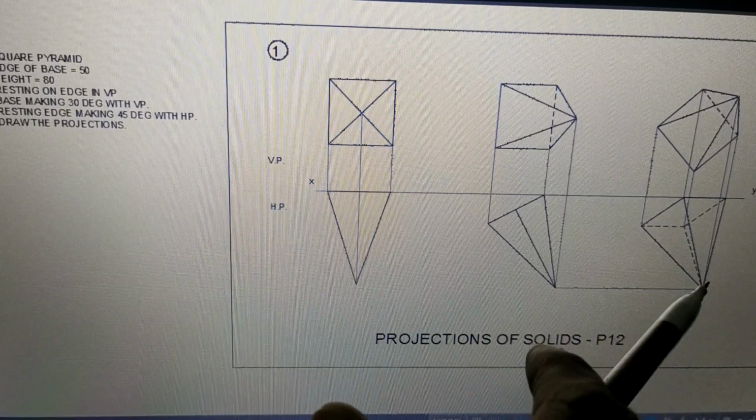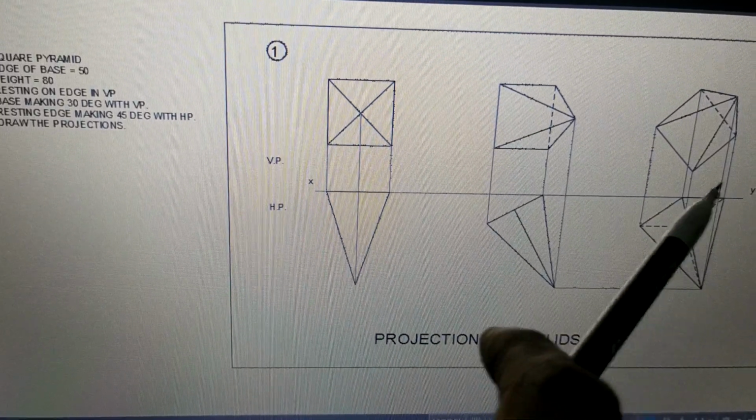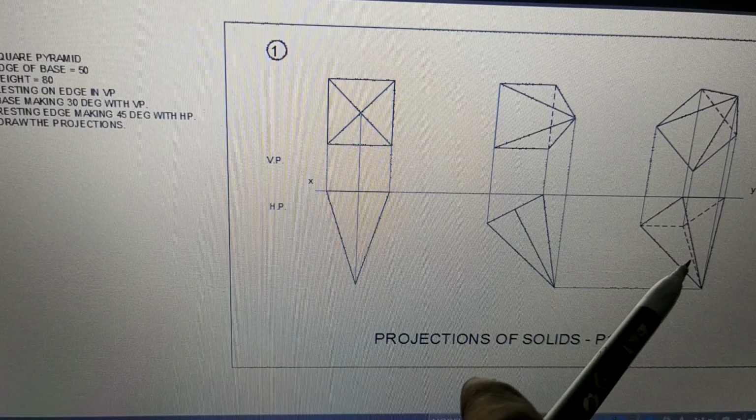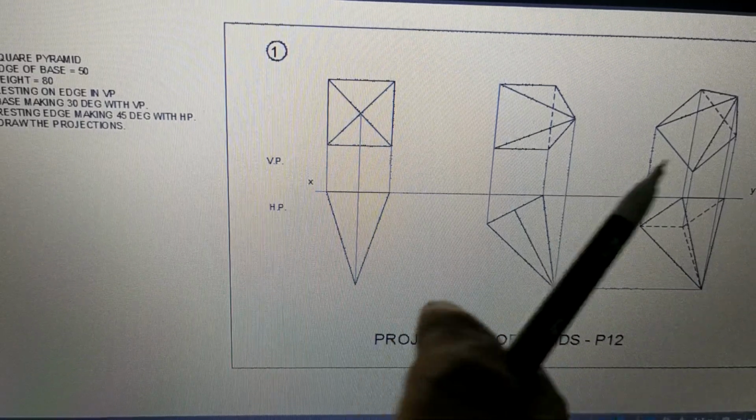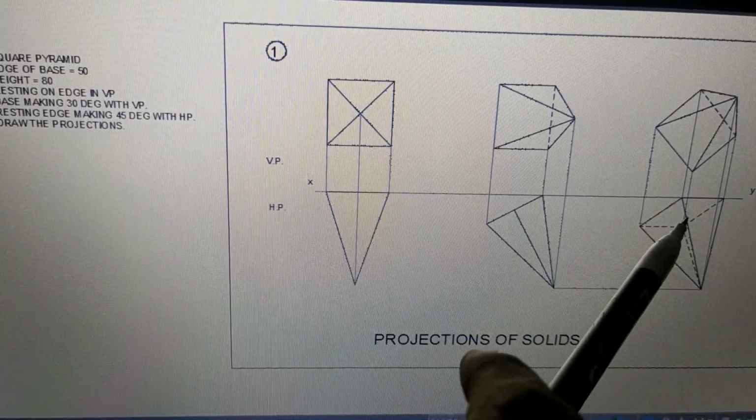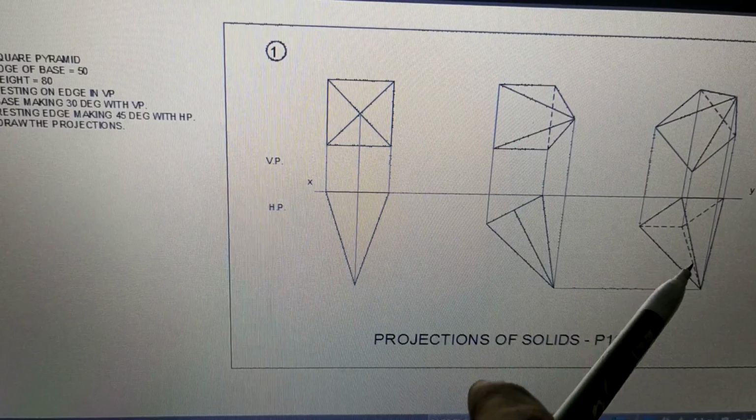So now apex is here. Join apex O to all the 4 corners, O to A, O to B, O to C, O to D. Now having drawn all the 8 lines, the next question is which lines are dark and which lines are dotted.